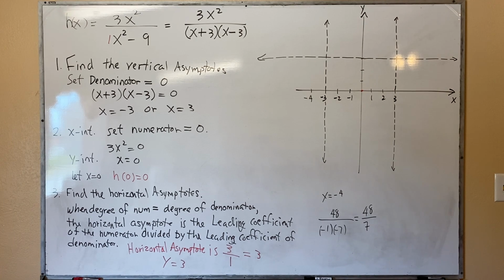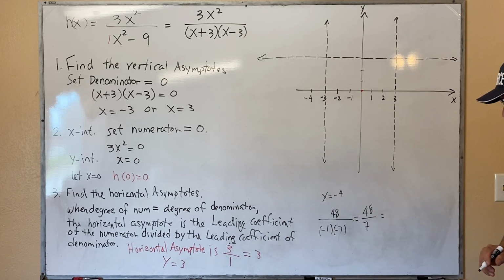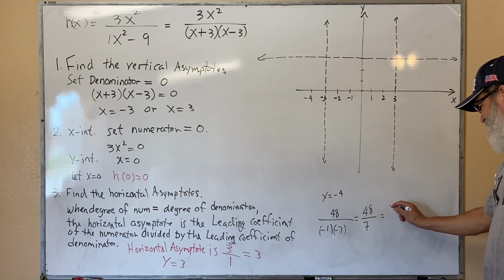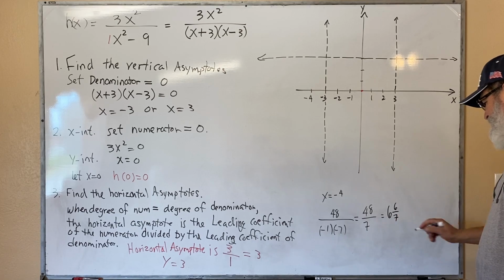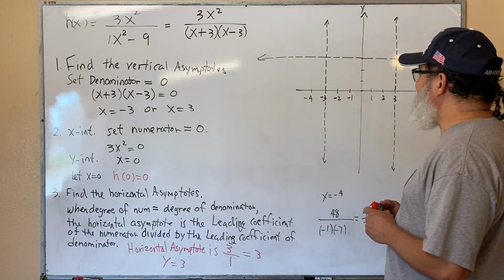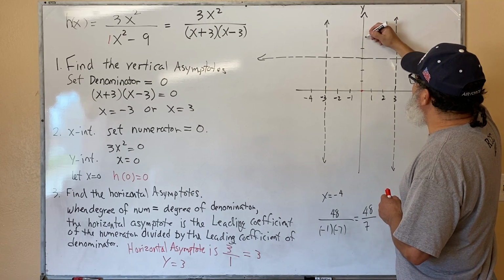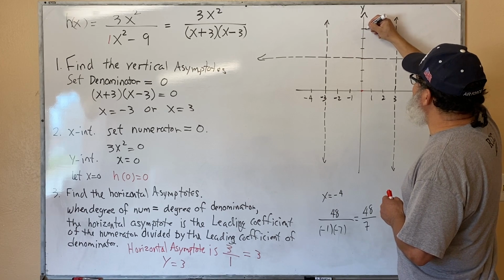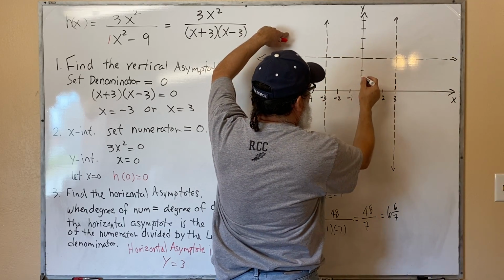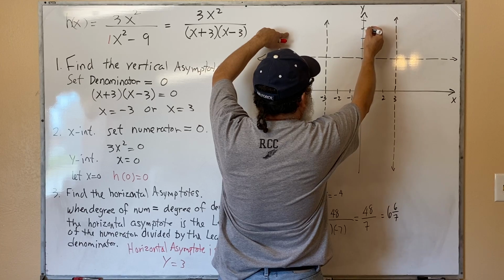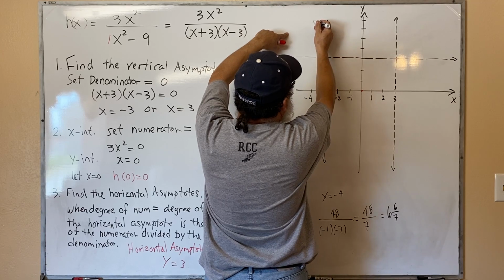So 16 times 3 is 48. And 7 goes into 48, 7 times 6 is 42, so 6 and 6/7. So at -4, what do we get? 6 and 6/7. I'm going to say at -4, we get 6 and 6/7, right around there.